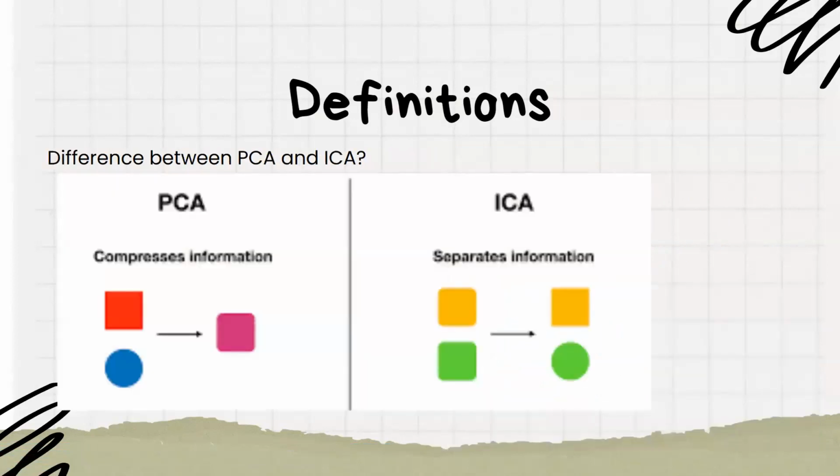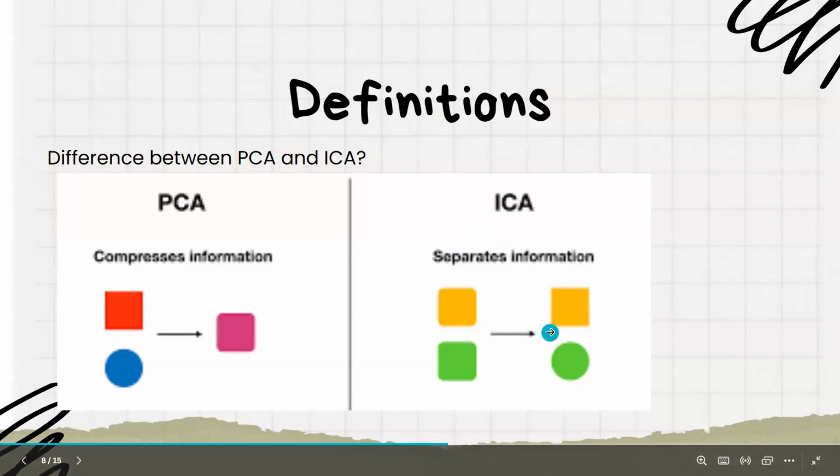This is the main question that arises for everyone: what is the difference between PCA and ICA? PCA generally compresses both pieces of information into each other and reduces that way, whereas ICA just separates the information from the compressed data. That is like you can see here, ICA separates the information.